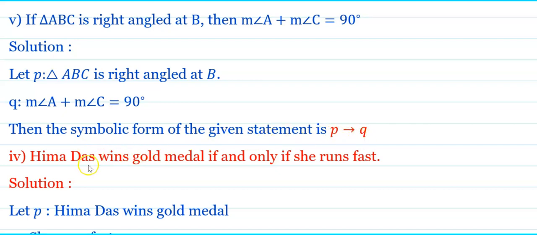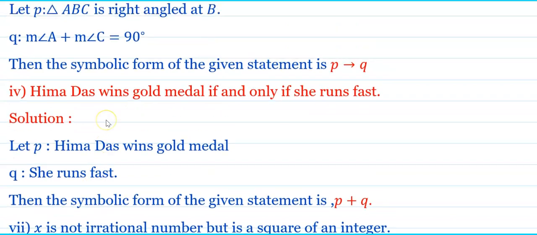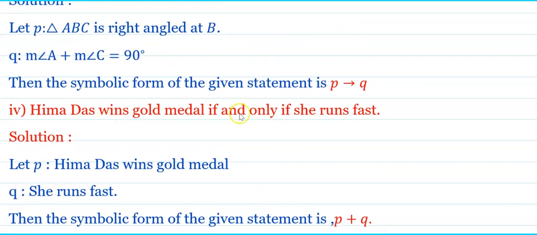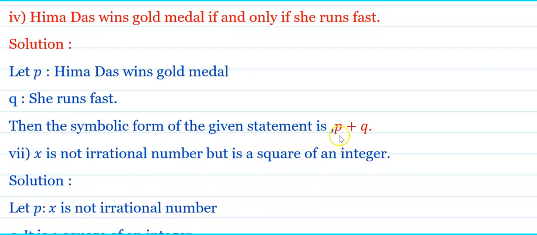Okay. Next, Himdas wins the gold medal if and only if she runs fast. Okay, double implication असणार. P: Himdas wins the gold medal. Q: She runs fast. Okay. Now the symbolic form of the given statement is P double implication Q here. Okay. काय पाहिजे? P double implication Q.